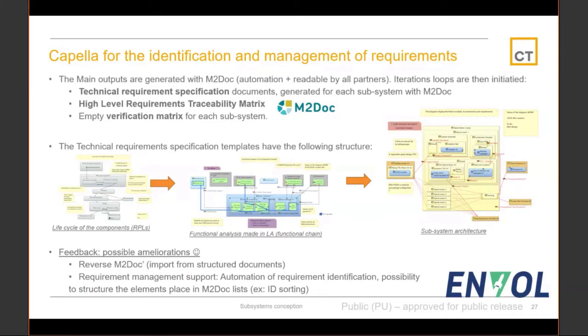For 35 subsystems, having one harmonized approach to generate a template was a huge gain of time. The automation of this documentation generation was one of the main benefits of this phase of the use of Capella. For the requirement engineering, we standardized the templates that we were generating. We have the same structure for all the technical requirement specification documents.